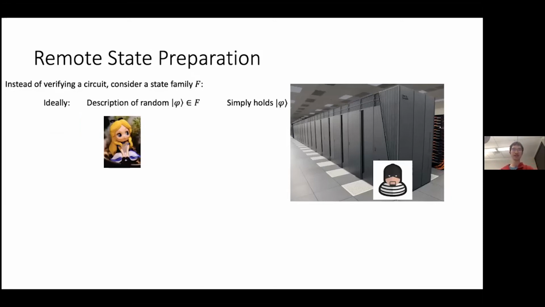And ideally, the outcome should be as follows. The client should have the description of the random state, and the server simply holds the random state, but does not have its full description. And we wonder whether there is any other way to do it than preparing and sending the state myself, because preparing and sending the state requires quantum communication and quantum channels, and we want to dequantize this part.